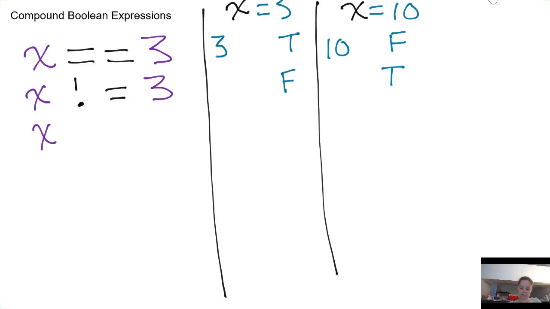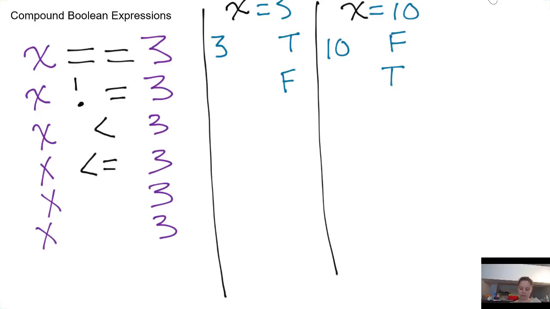Let's compare x and 3 now with your inequality symbols that you know from math class. Less than, less than or equal to, greater than, greater than or equal to. For each of these, let's go through. If x is 3, x is less than 3 is false. If it's 10, 10 is less than 3 is also false. Then we have x is less than or equal to 3. When x is 3, well, it's equal to, so this is true. When x is 10, 10 is less than or equal to 3, that is false.